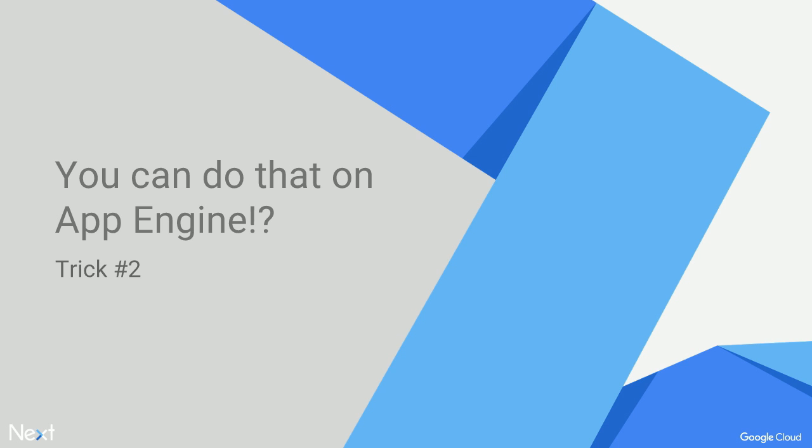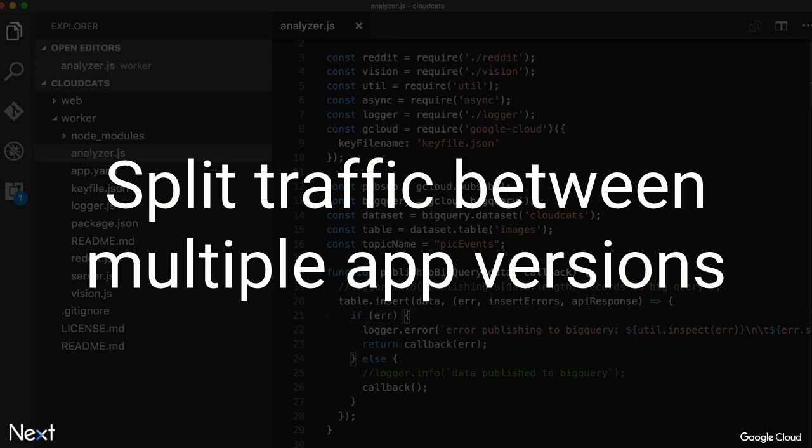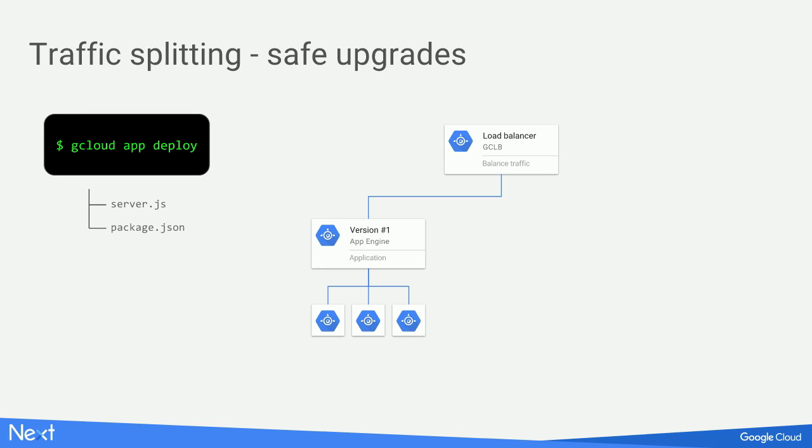So the first trick was gcloud app deploy, getting 99.95% SLA with a single command and not having to think about it. Let's dig in a little bit to the second trick, and this is one of my favorite ones. With App Engine, I can split traffic between multiple versions of my application. So why is this important? Think about that deployment we just created.